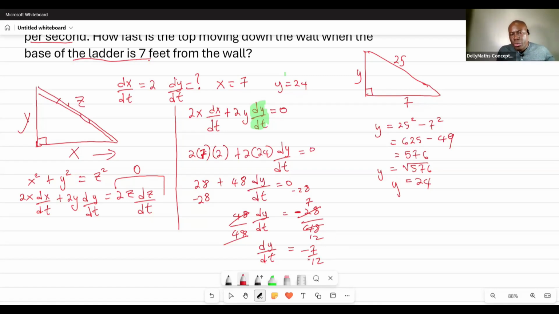All right, so what does this really mean? The negative is telling us that it is coming down the wall, because it's falling. This vertical height is decreasing. So the ladder is coming down the wall at a rate of negative 7/12 feet per second.